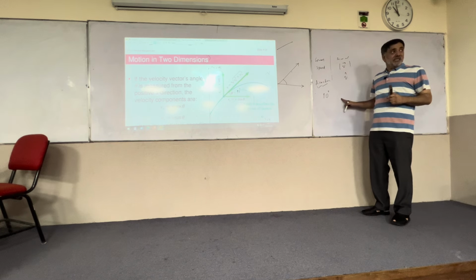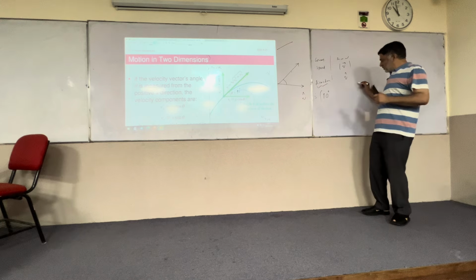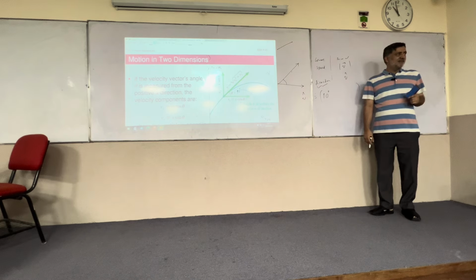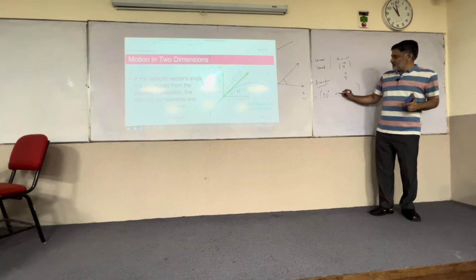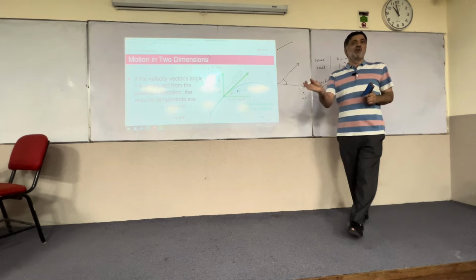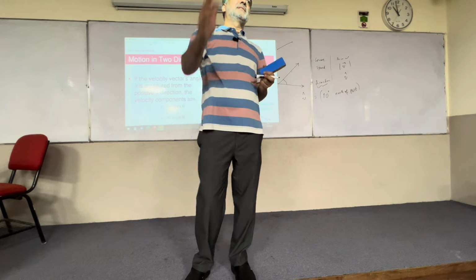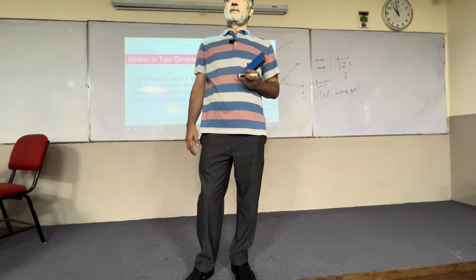I have to write something to make it, so V will be equal to 10 degrees north of... this is how you say it in English, north of east, which means that you start from east and you move towards north.